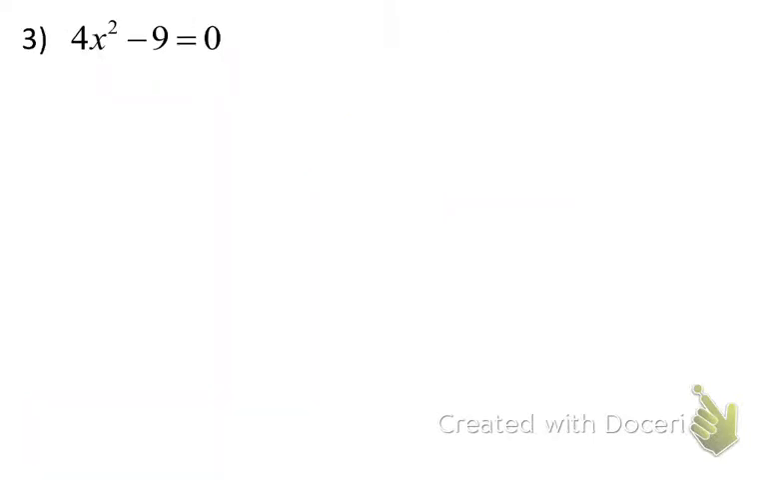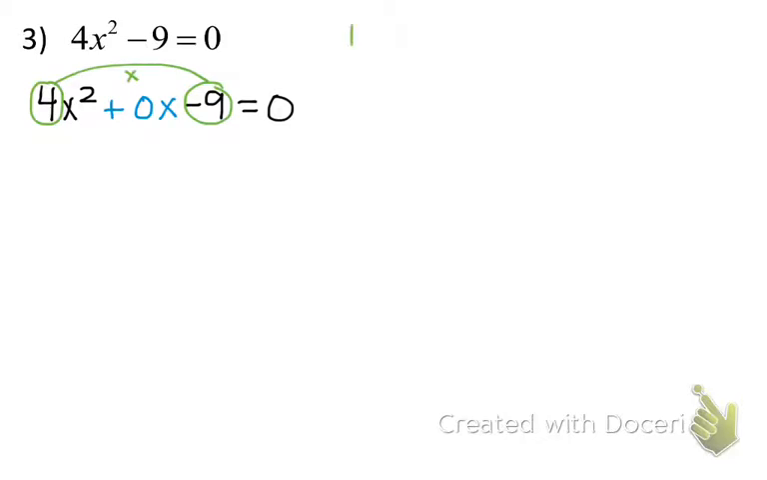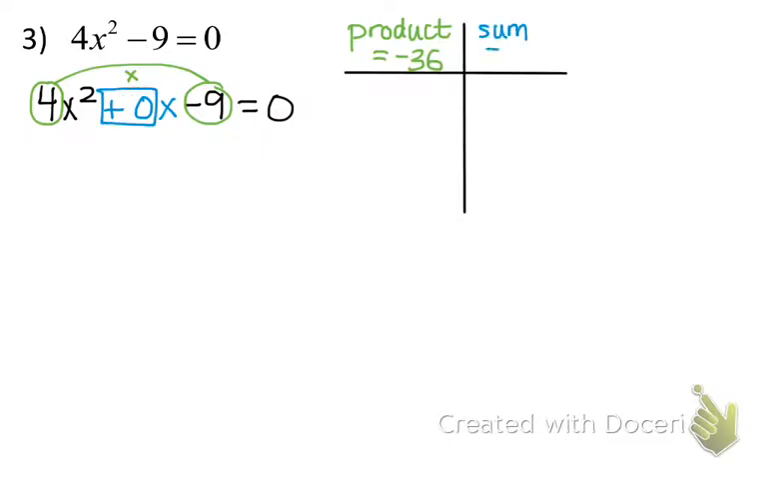In this last example, we are missing the b term, so I'm going to go ahead and rewrite this with a b term inserted inside. We have 4x squared plus 0x minus 9 is equal to 0. So now that I have my general form, I can start by using the AC method, and I'm looking for two numbers who have a product of negative 36 and a sum of that b term, which I added in, which is 0. So now I can list my factors of negative 36.